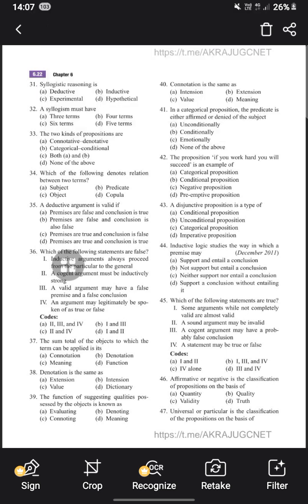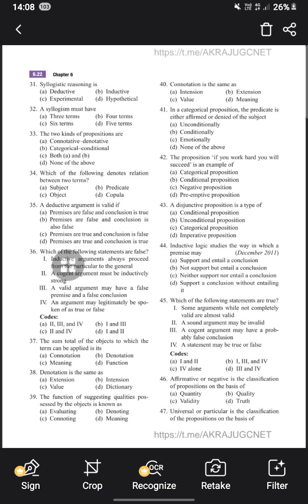The sum total of objects to which a term can be applied is the extension, that is denotation. Denotation is what? That is the extension. The function of suggesting qualities possessed by the object is connotation. Connotation is the same as what? That is intension.